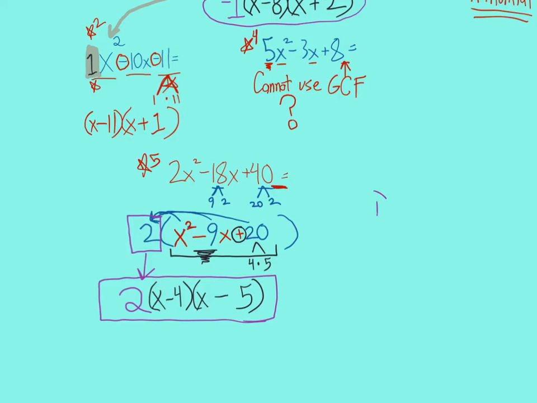First, pull out the GCF. If you have one, look for a GCF. Okay, and remember, that can include just a negative.